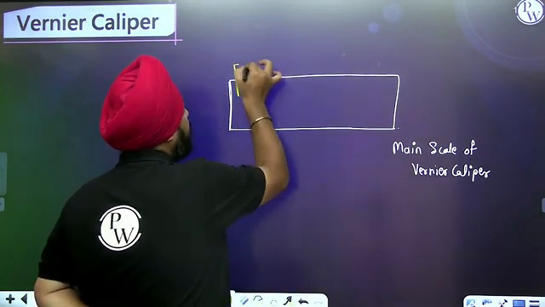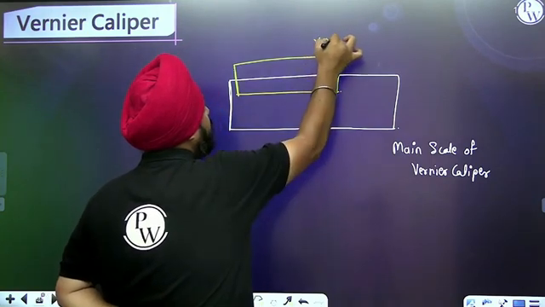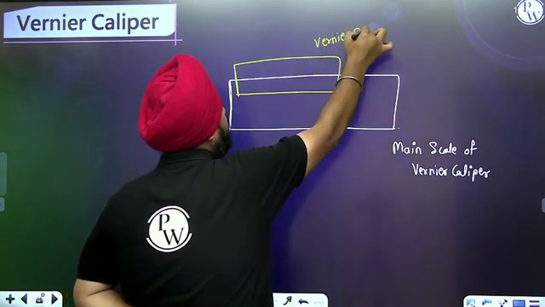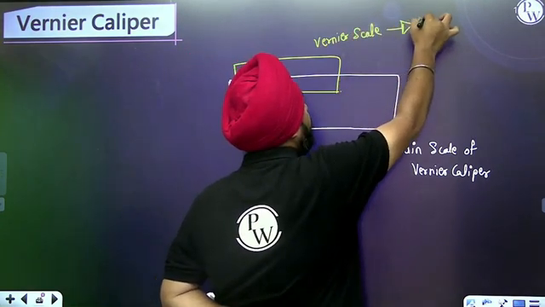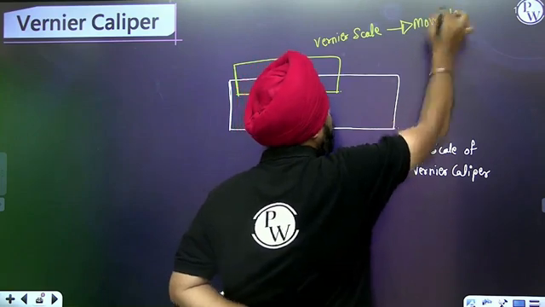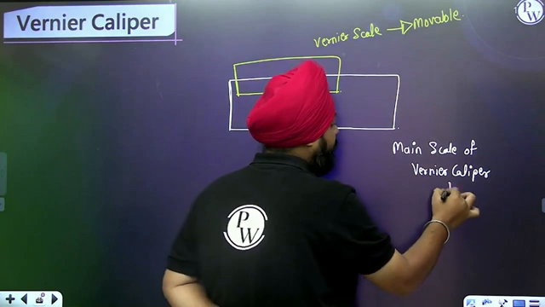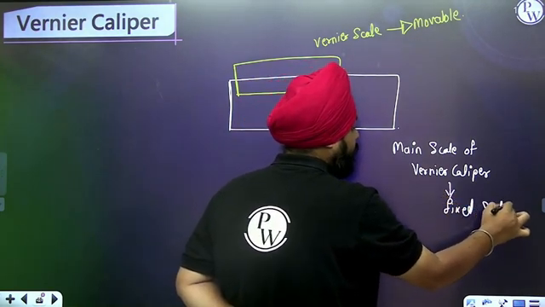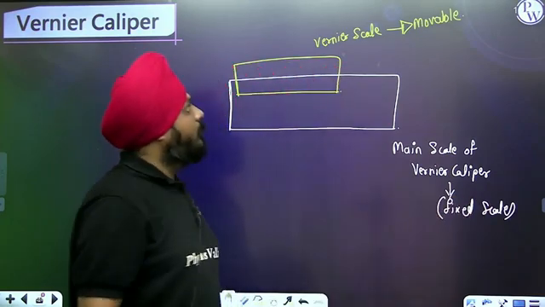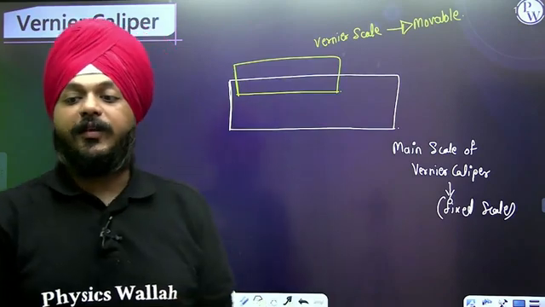that is the Vernier scale. The Vernier scale is a movable scale, right? The main scale is the fixed scale. The upper one is a movable scale. The lower one is a fixed scale.